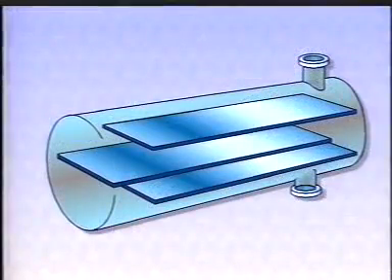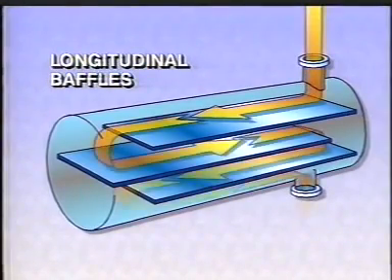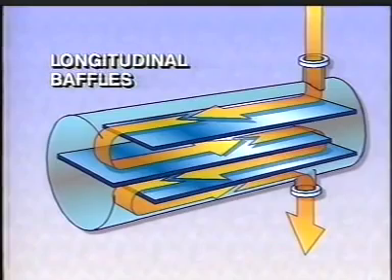The shell side flow can also be changed to produce high efficiency. As these longitudinal baffles force the shell side fluid to flow back and forth over the tube bundle with each pass, shell side fluid absorbs more heat.